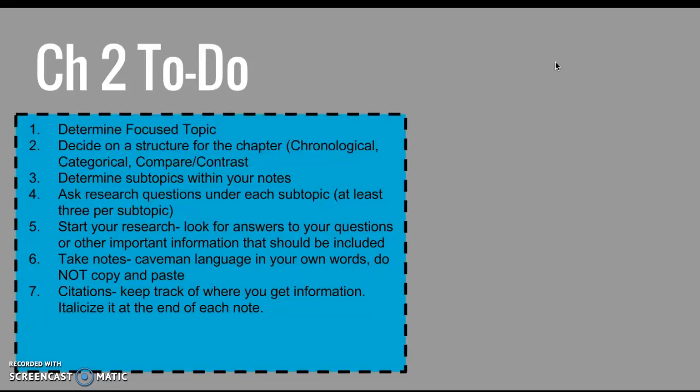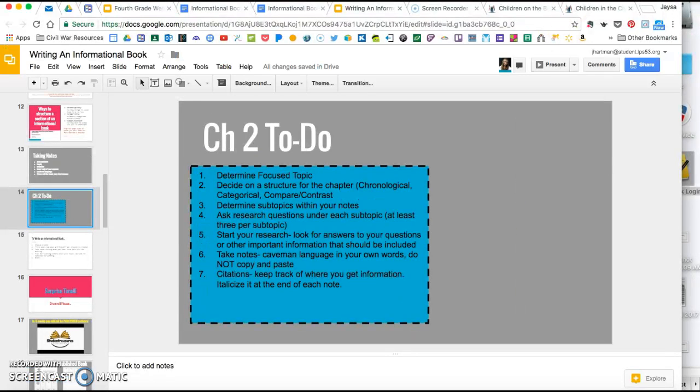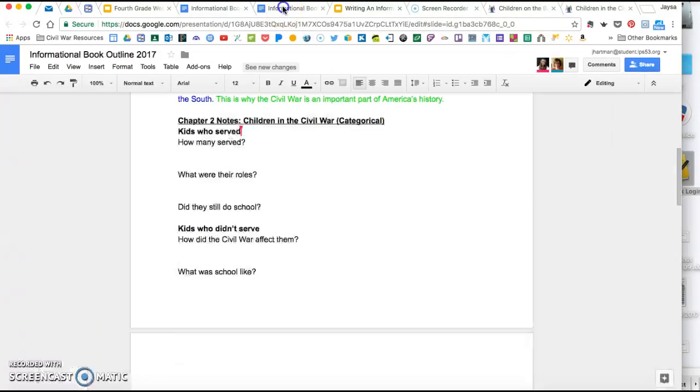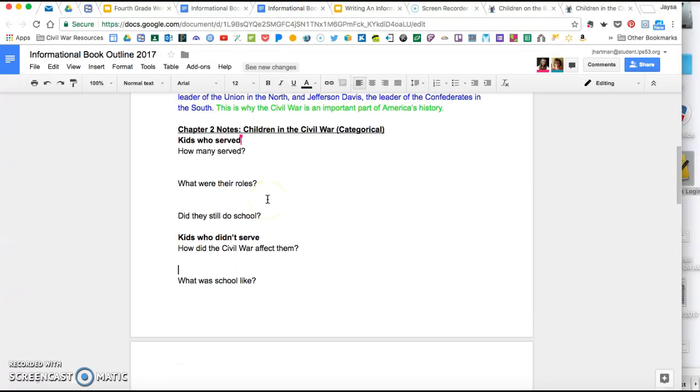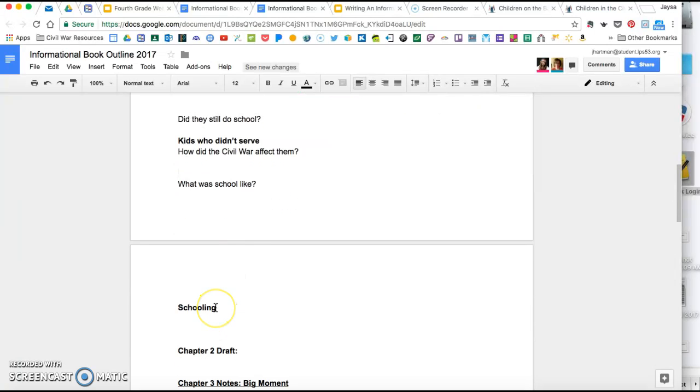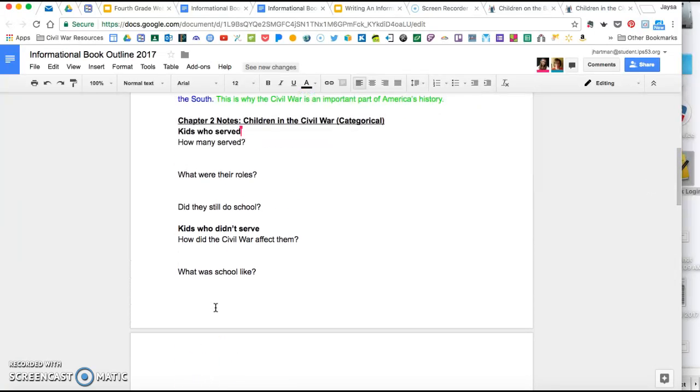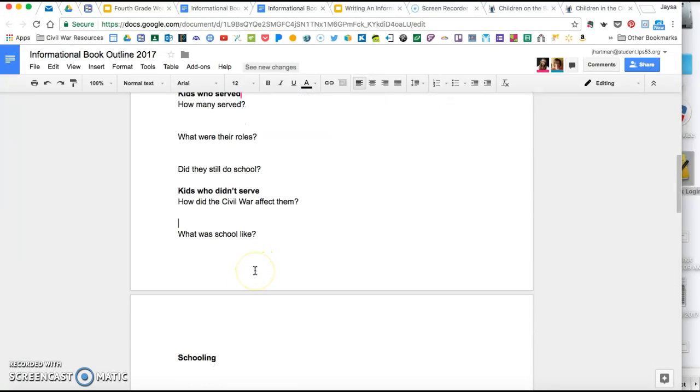And so some of you, not sure if all of you did, but I did model that. Let me show you that real quick. Okay. My subtopics are just basically different topics that I'm going to research about. So kids who served was one of them. Okay. Kids who didn't serve was one of them. And schooling was one of them. So those are the 3 things that I'm going to be researching for children in the Civil War. Okay.